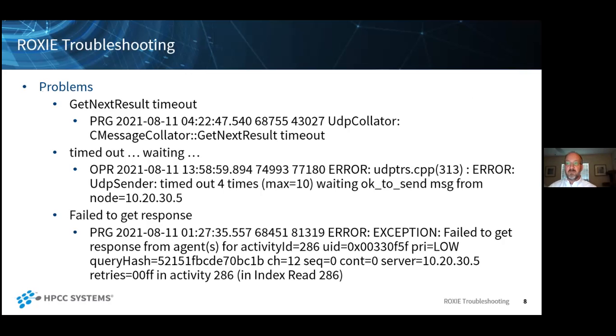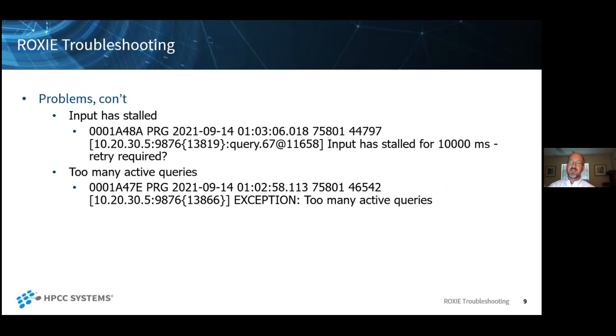Log messages of problems. Sometimes you may see log errors such as get next result timeout or timed out n times waiting for OK to send from node X or failed to get response from agents or input has stalled for X milliseconds or too many active queries. Sometimes these types of errors can occur from an incorrectly coded query requesting too much remote data or insufficient network bandwidth or small socket buffer sizes.